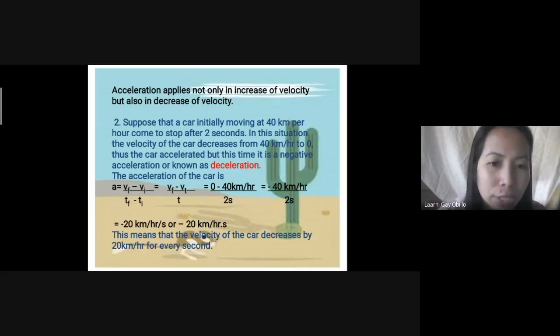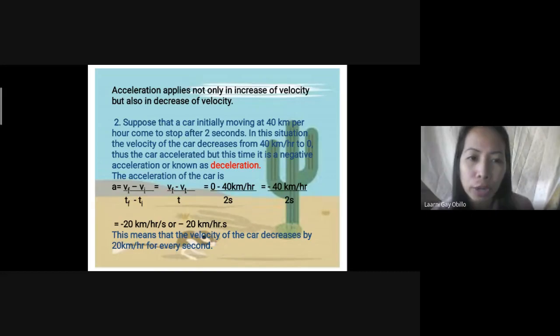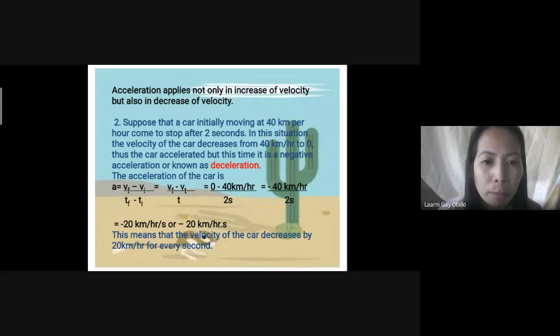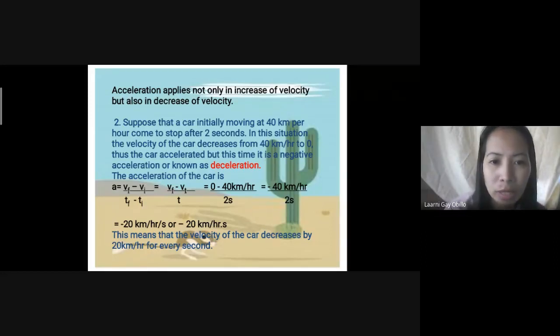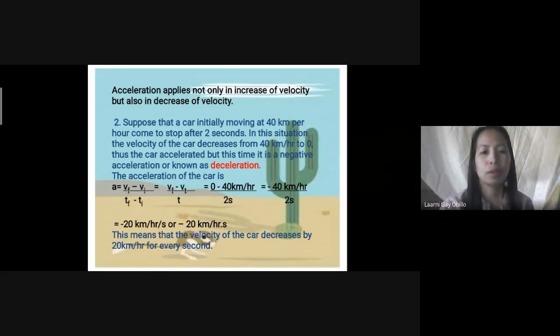This means that the velocity of the car decreases by 20 kilometer per hour for every second. Since 40 kilometer lang yung kanyang tinatakbo per hour. So after 2 seconds, so ayan, naging 0 kilometer per hour na siya. Okay, next.